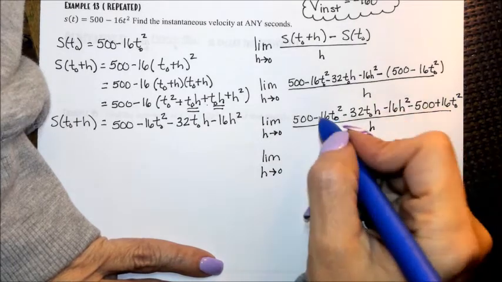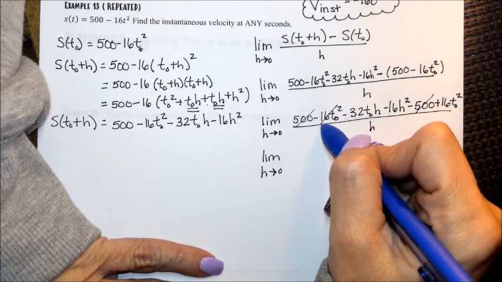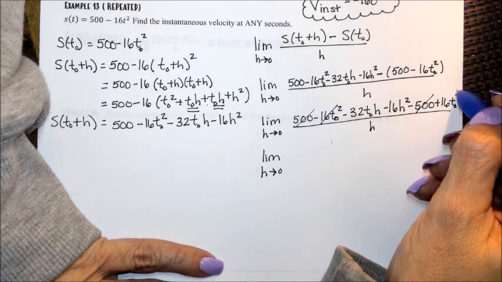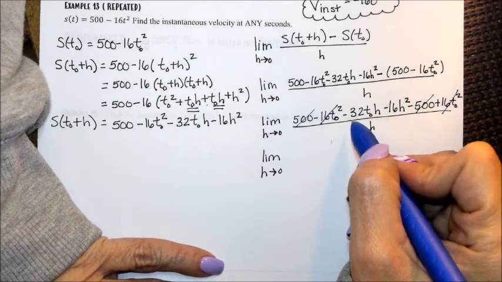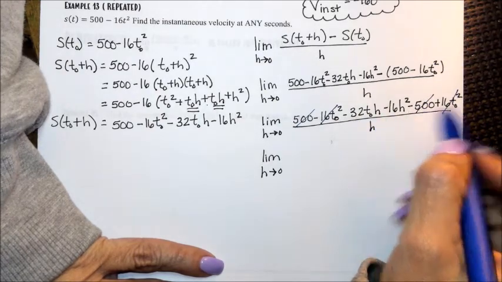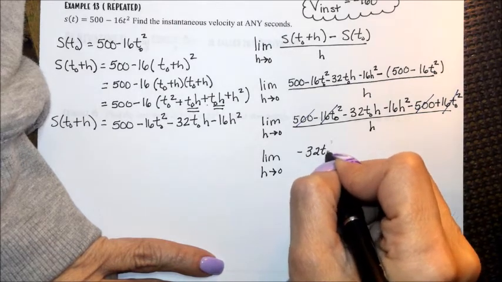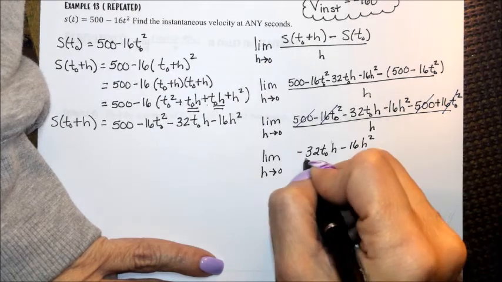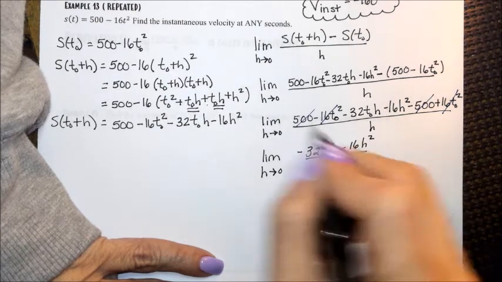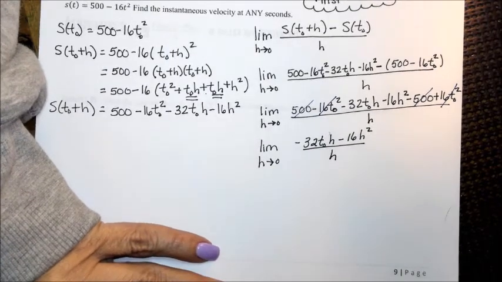All right, 500 and 500 are gone. Positive 16 t naught squared, negative 16 t naught squared. I said those backwards, but anyway. Negative 32, none of the others are going to go out. So here's what we have. Negative 32 t naught h minus 16 h squared all over h. So remember, the goal is to try and get rid of some of the h's.